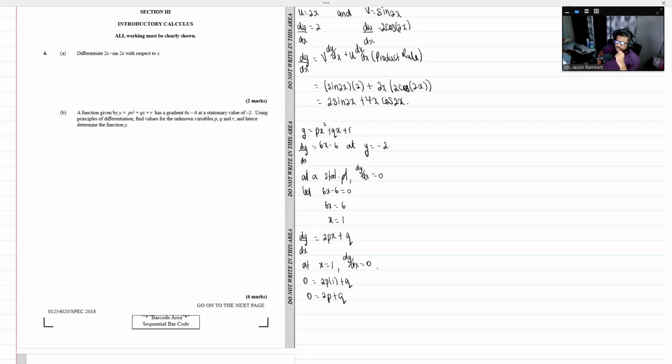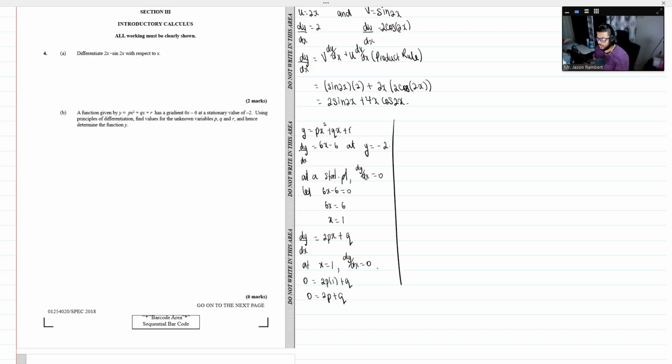If I let both equations be equal to each other, both dy dx be equal to each other, 2px plus q is equal to 6x minus 6. I get another equation involving p and q. Let me try it now.